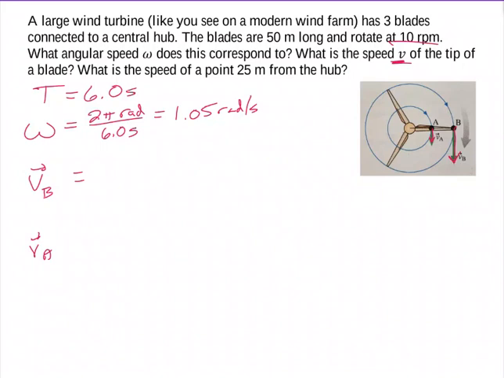Okay, so velocity of B is omega times the radius. We just calculated the angular velocity, so we have 1.05 radians per second. The radius is 50 meters. What do we get? Just a little over 50. What is the actual answer? 52.35, so 52.4 meters per second.